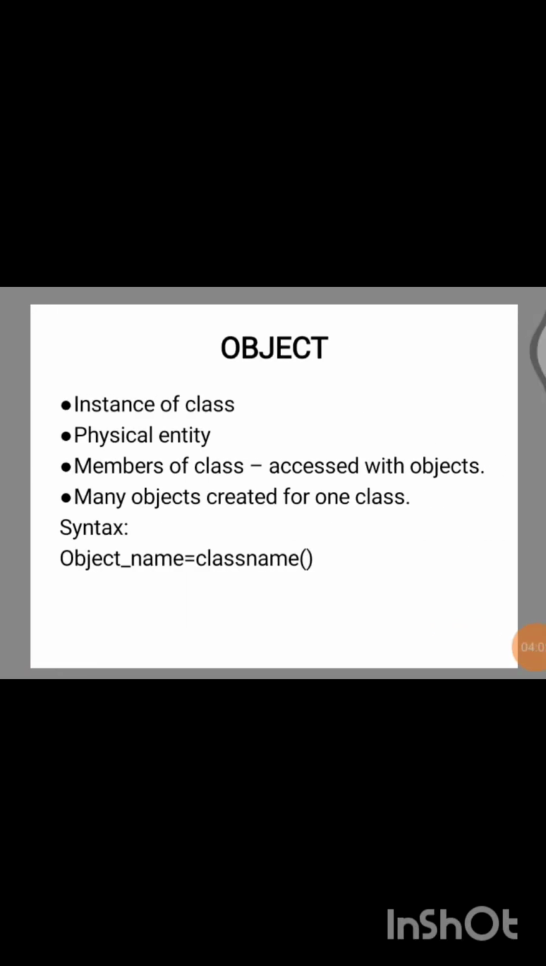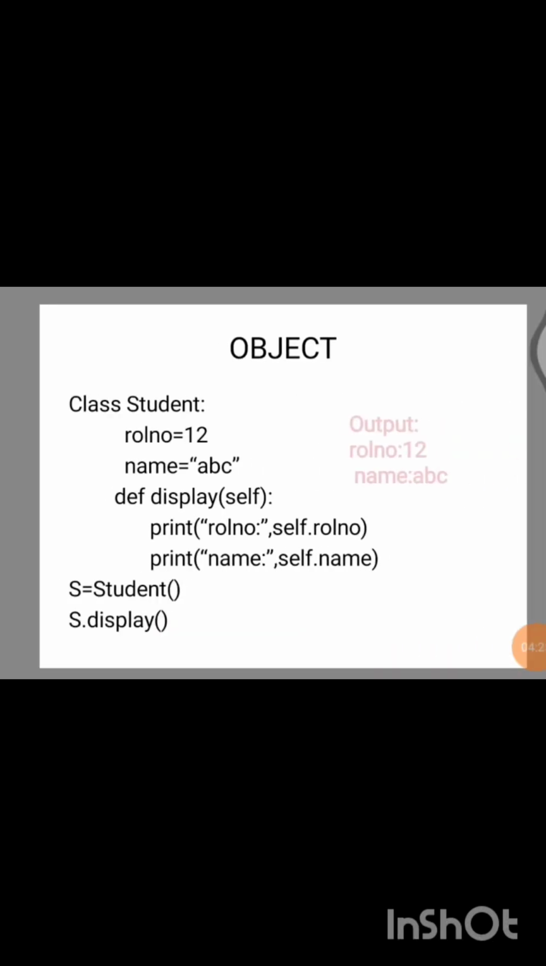Then the next concept is object. An object is nothing but an instance of a class. We can call it a physical entity. The members of a class can be accessed only with the objects. Many objects can be created for a single class. This is the syntax for an object: object name equals class name of.